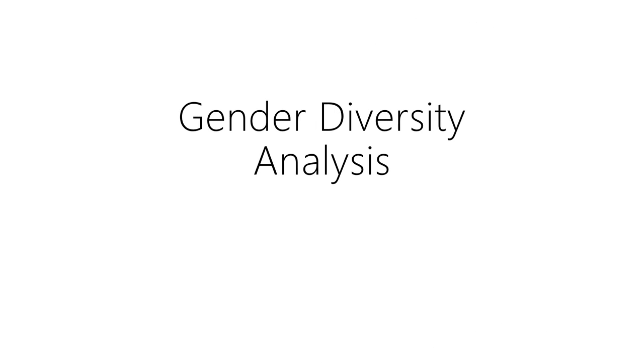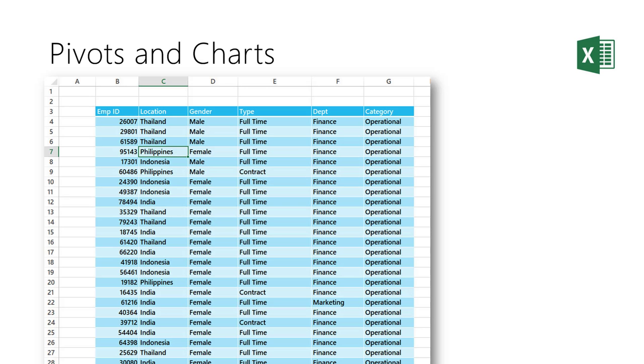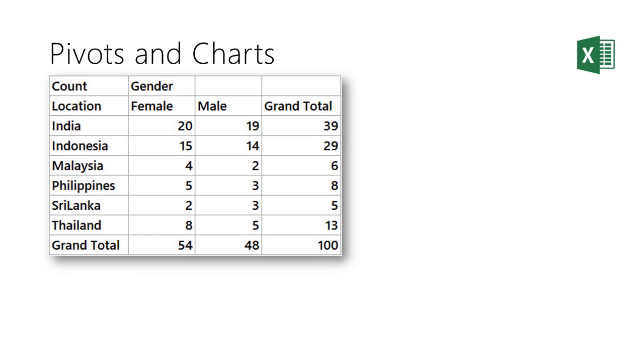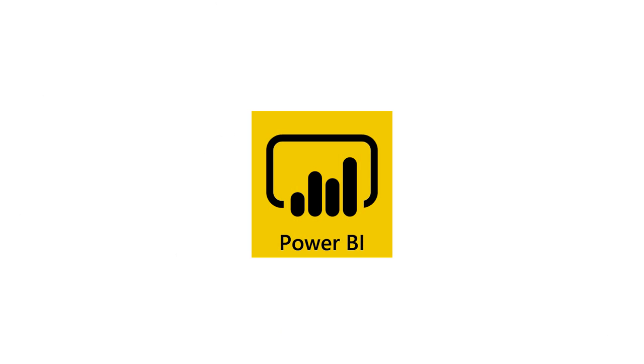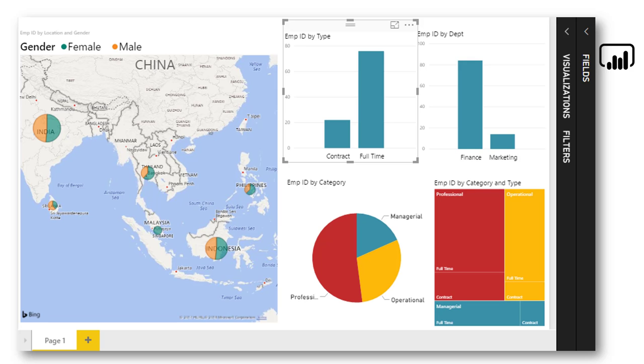Finally, let us explore data analytics. I want to find out the gender distribution across locations by analysing the employee database. We do this using pivot tables and charts. Power BI is the new way of analysing data visually. Here is a Power BI report created using the same employee data.